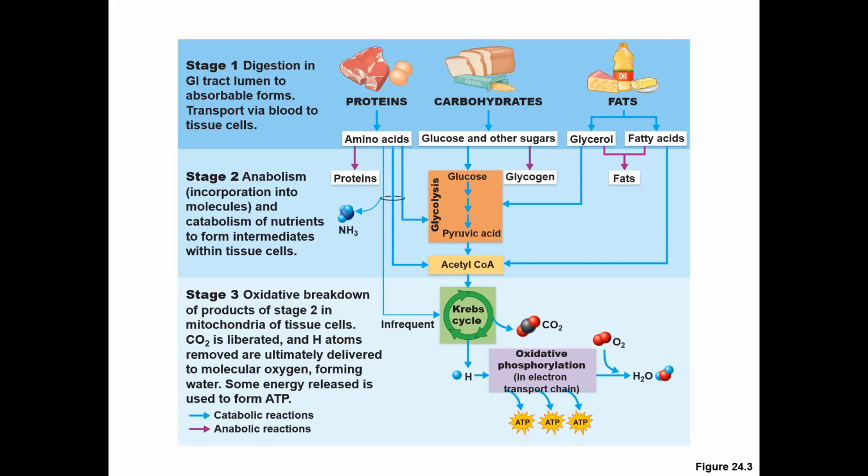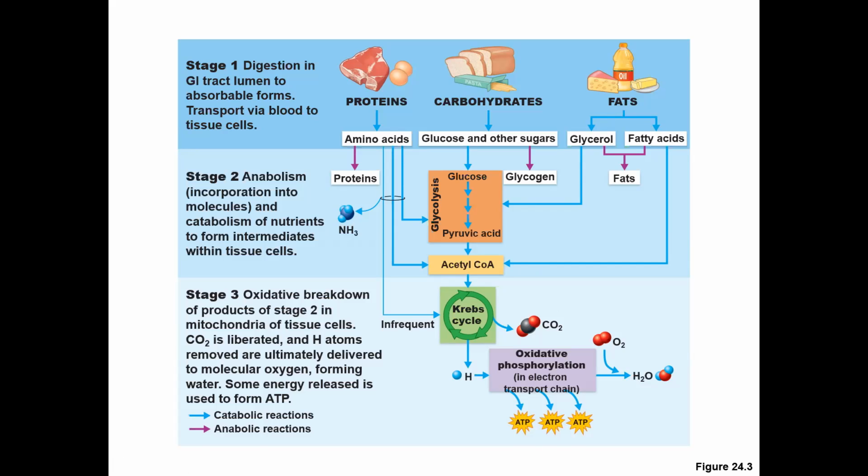Carbohydrates are broken down to glucose, and some of that glucose is converted to glycogen right here. Fats are broken down to glycerol and fatty acids, and then reassembled back as triglycerides inside the cell.